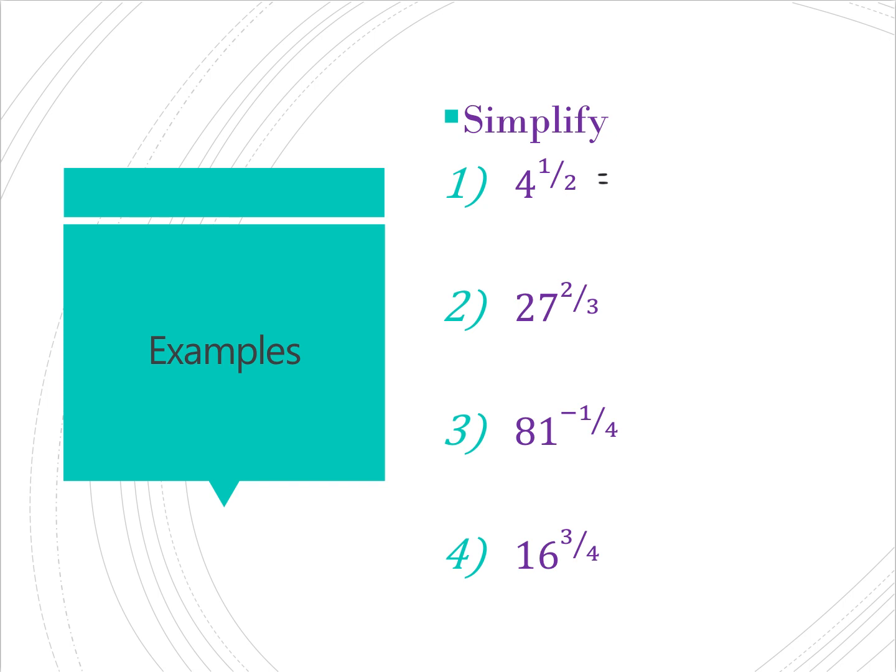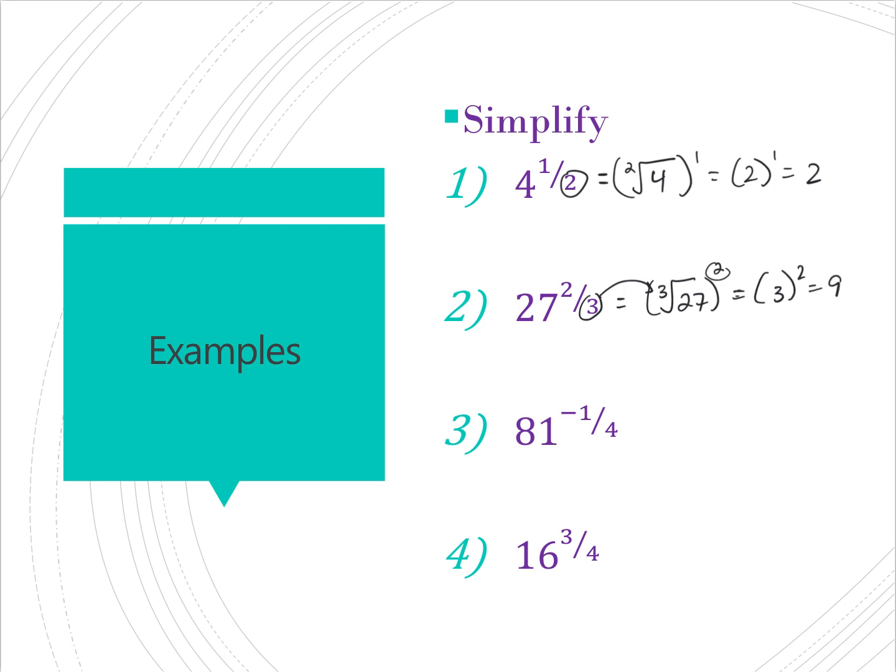So we've got, again, 4 to the 1/2 power, so I know that that's going to be the second root of 4, and that answer is going to be raised to the first power. So the square root of 4 is 2, and 2 to the first power is just 2. When I go to the next one, I know it's the cube root of 27, and whatever that cube root is, I'm going to take it to the second power. Notice again, the denominator becomes the index or the root, and the numerator is what I take it to out there. So the cube root of 27 is 3, and 3 squared is 9.